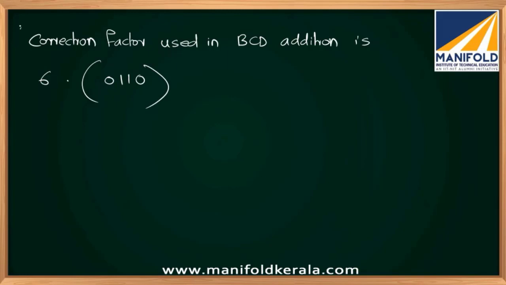Okay, so just remember, they may directly ask you this question. So just remember this one. The correction factor used in BCD addition is 6. Okay, fine. So we have discussed some of the things which are very much required for your exam. And I think almost most of the topics required for your exam from number systems are almost over.